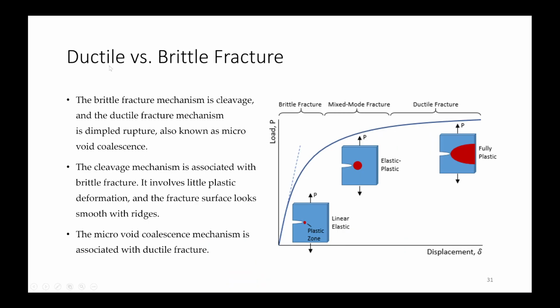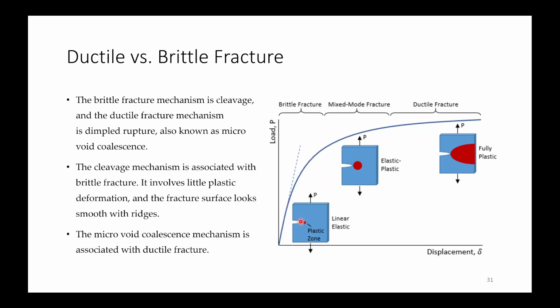Now, differentiation between ductile versus brittle fracture. The brittle fracture mechanism is cleavage and the ductile fracture mechanism is dimpled rupture, also known as microvoid collapse. The cleavage mechanism is associated with brittle fracture, which involves little plastic deformation, and the fracture surface looks smooth with ridges. The microvoid collapse mechanism is associated with ductile fracture.